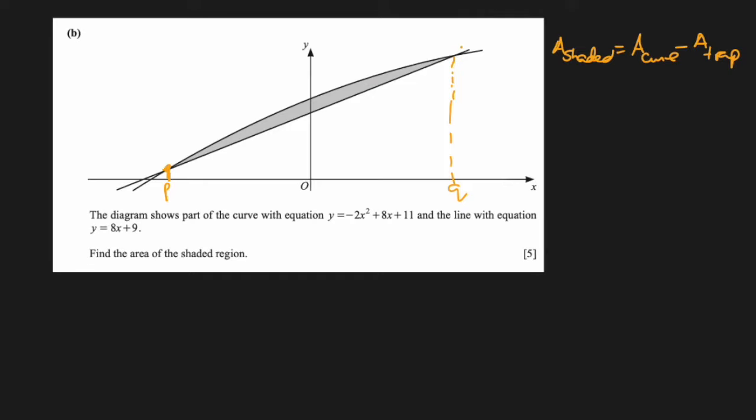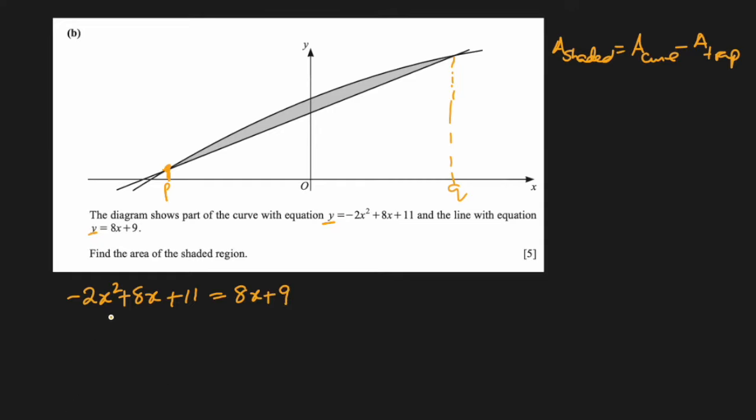Because at these 2 points, the curve and the line are crossing. That means this y and this y will be the same at these 2 points, and it will give us those 2 coordinates. So let's equate them. Minus 2x square plus 8x plus 11 is equal to 8x plus 9.